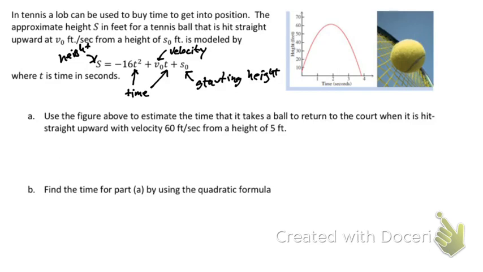All right, so that is the graph over there. Here is our height. At 0 seconds, I'm hitting the ball, then the ball is going up. So at 2 seconds, it reaches kind of its maximum, and then it comes back down. Well, it says, use the figure above to estimate the time that it takes the ball to return to the court. So looking at that graph, about how long does it take for that ball to return to the court?